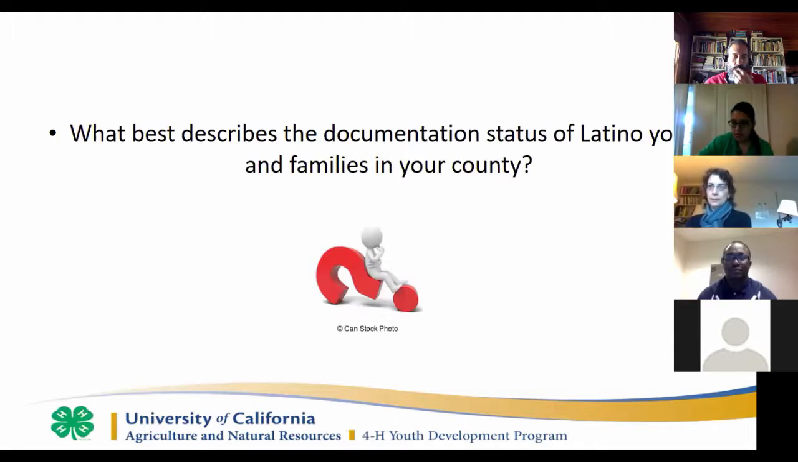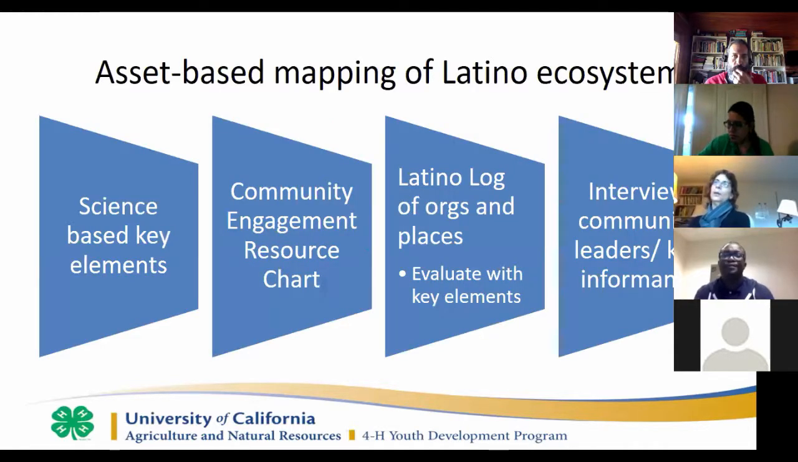So in the next slide, we have shared with you this asset-based mapping of a Latino ecosystem. We started with the science-based key elements that came from the literature review that highlighted these 5 program qualities that are present in Latino youth organizations. And then we shared with you the Latino engagement resource chart, in which you had a chance to briefly participate. As I stated earlier, we encourage you to continue to use it. And then use the Latino log of organizations and places, and the important part is to evaluate organizations using the key elements. In order for you to evaluate, you need to become really familiar with the literature review beyond our presentation and actually read the literature review, which is also on our website.